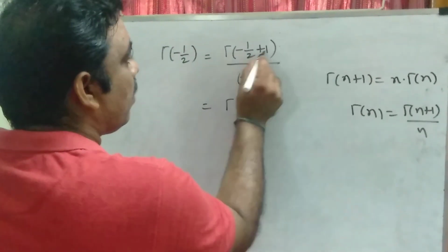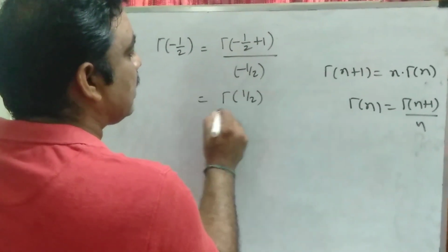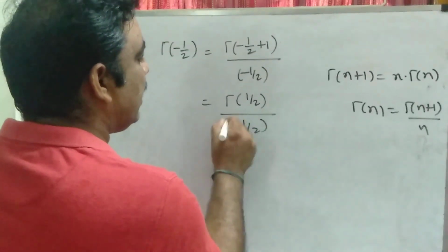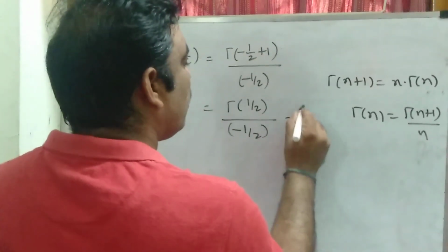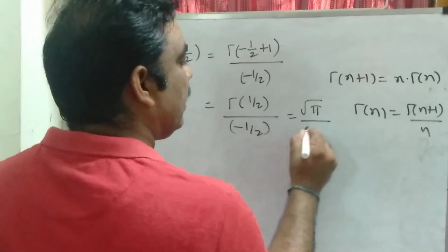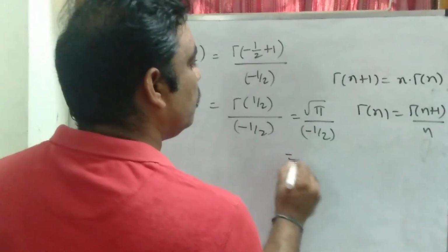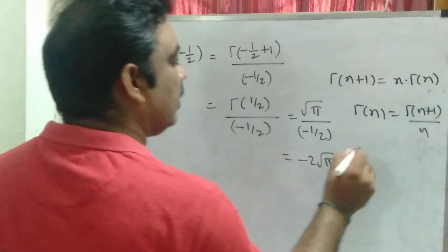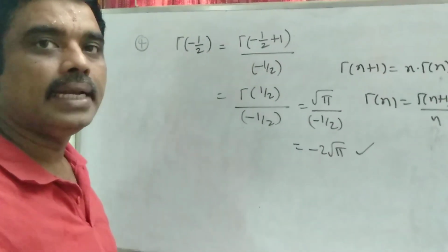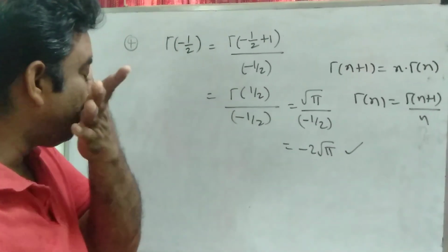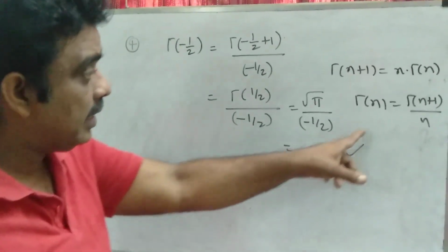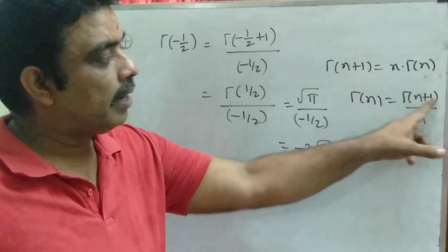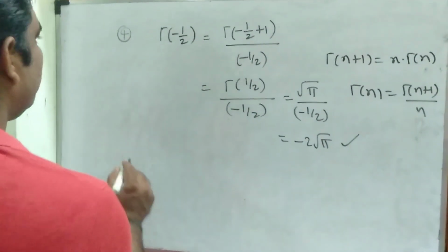So in the numerator, gamma of 1 minus half can be written as gamma of half divided by minus 1 by 2. But what is gamma of 1 by 2? Root pi divided by minus 1 by 2, or minus 2 root pi. This is the value of gamma of minus 1 by 2. I am using the formula gamma of n is equal to gamma of n plus 1 by n.